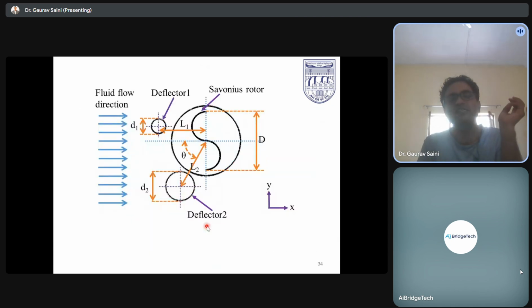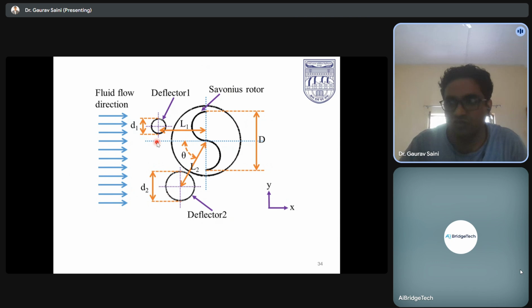So another investigation that we have done is on the single Savonius one, because the Savonius rotor has lower efficiency. In this case, we have tried some augmentation techniques that may help us get the maximum efficiency out of the Savonius rotor itself only. There is no hybrid one. So we have utilized two circular-shaped deflectors, and this is the distance L1 and this is the diameter D1. L2 is the distance from it, and D2 is that. This theta and L2 are fixed, but we have varied deflector one.